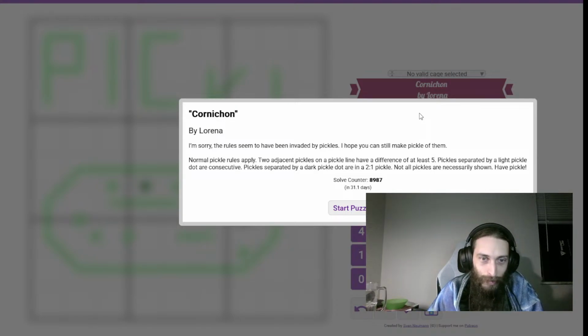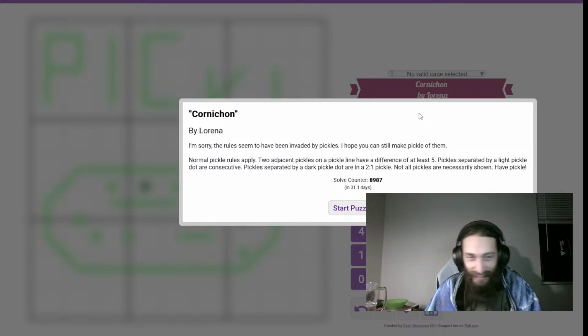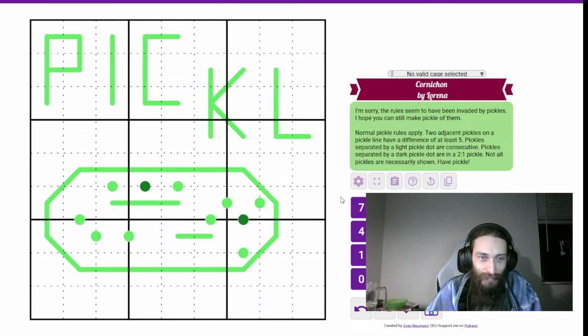Corny-chan by Lorena. I'm sorry, the rules seem to have been invaded by pickles. I hope you can still make pickle of them. Normal pickle rules apply. Two adjacent pickles on a pickle line have a difference of at least 5. Pickles separated by a light pickle dot are consecutive. Pickles separated by a dark pickle dot are in a 2-to-1 ratio. Not all pickles are necessarily shown. This is hilarious. Okay. All right.